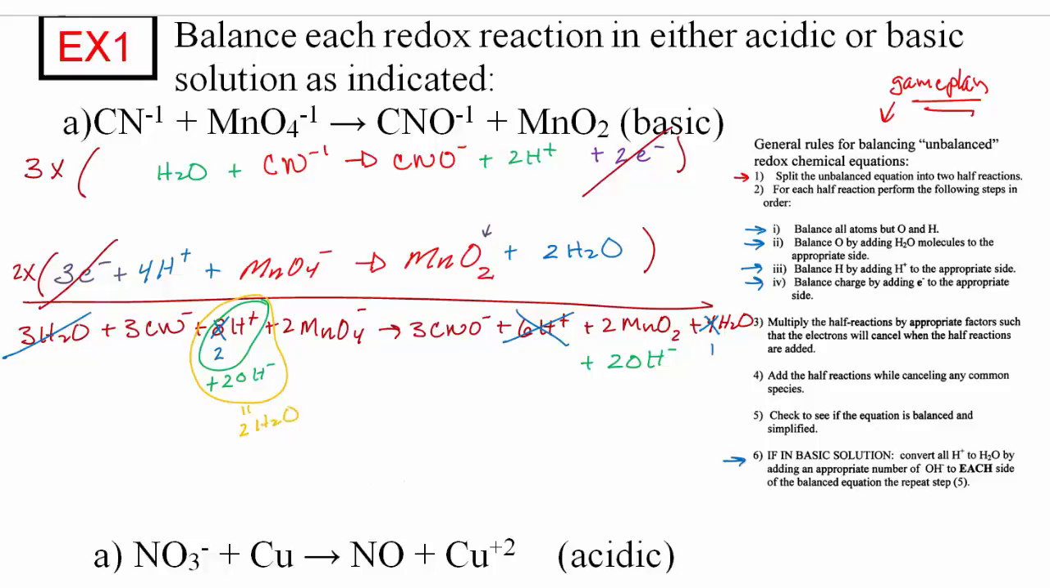So I can write this, my final answer, but you notice how one of these waters is going to cancel. It's going to cancel with that water over there. So let's rewrite this so it's nice and neat. I'll have 3 cyanides plus a water, 2 permanganates, produces 3 CNO minus, 2 hydroxides, and 2 manganese 4 oxide.